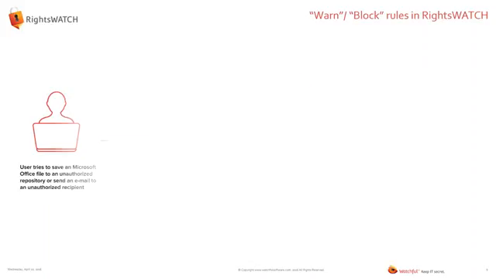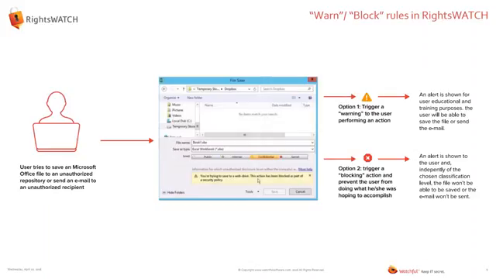So as an example, we have here a typical usage scenario where a user tries to save a confidential Excel spreadsheet into a temporary folder. Okay, so in this case, a blocking rule was applied by RightsWATCH because the company's policy scheme states that confidential documents cannot be saved in external or temporary folders. So as you can see, the system explains to the user why this is happening, and it grays out the save button so the user is not able to complete this action.